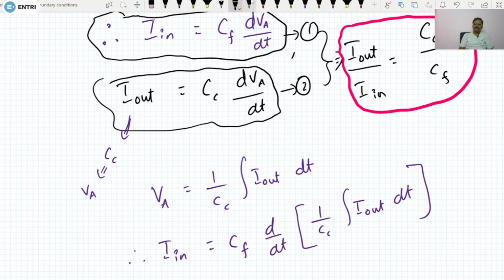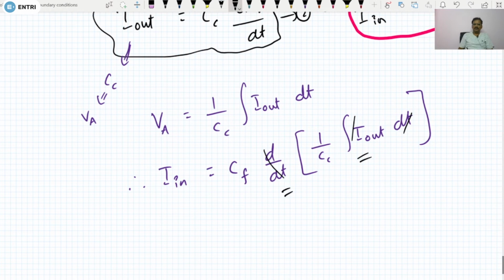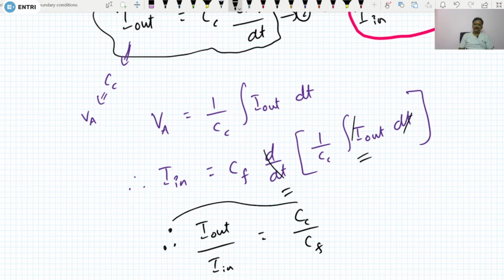and differentiation with respect to time. So this differentiation and this integration will get cancelled. So what are you going to get? In is equivalent to Cf by Cc into I out. So therefore I out by In, what you are going to get? You are going to get Cc by Cf. The same result you are getting.